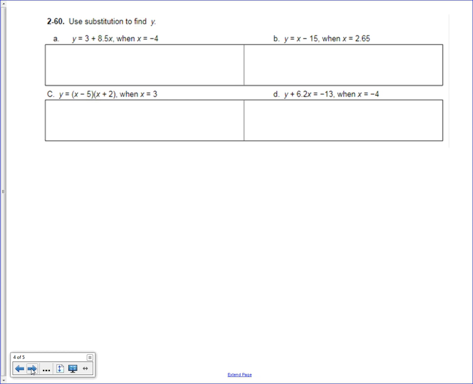Problem 60 said use substitution to find what y is. So we're just going to plug in the numbers and use order of operations. So y equals 3 plus 8.5 times negative 4. So you get 3 plus negative 34. So y equals negative 31. For B, y equals 2.65 minus 15. So y equals negative 12.35.